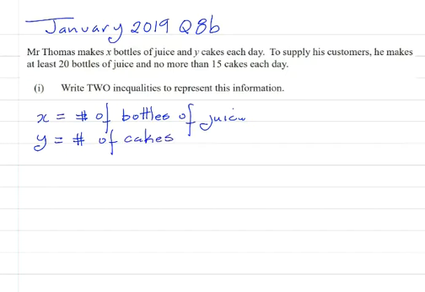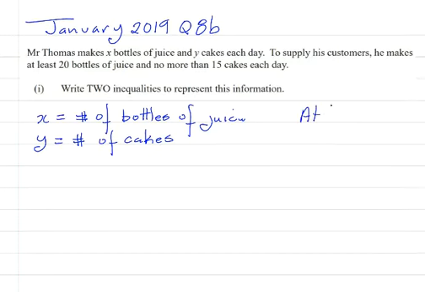Let's continue. To supply his customers, he makes at least 20 bottles of juice and no more than 15 cakes each day. Part I: write two inequalities to represent this information. Well, the first thing we need to remember is that "at least" is an inequality term, and it means greater than or equal to. "No more than" is also an inequality term, and it means less than or equal to.